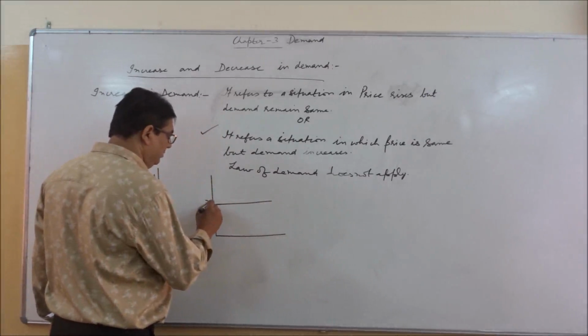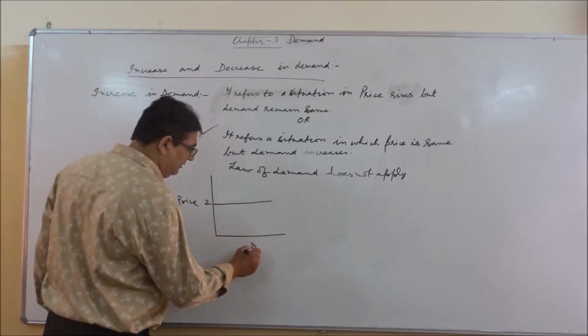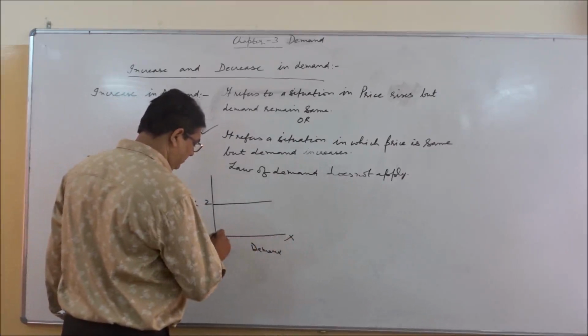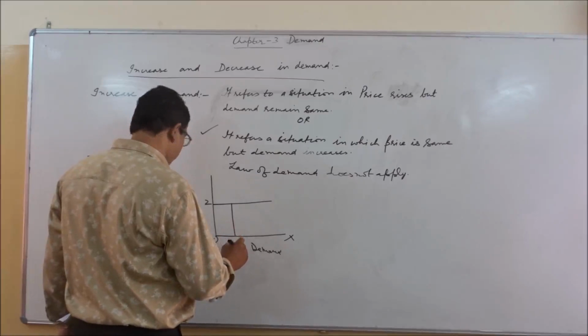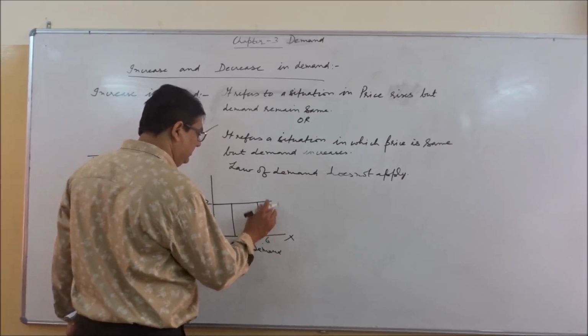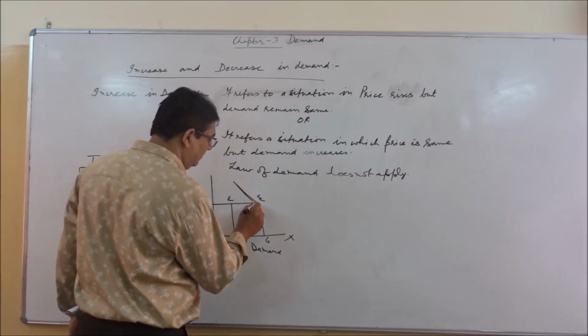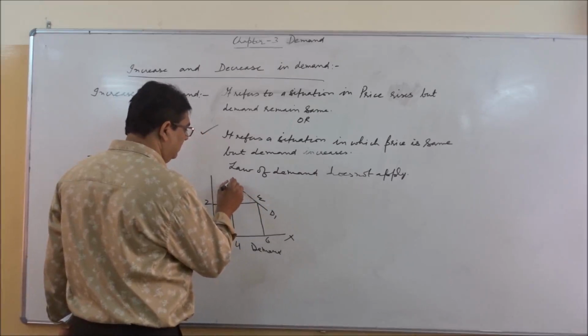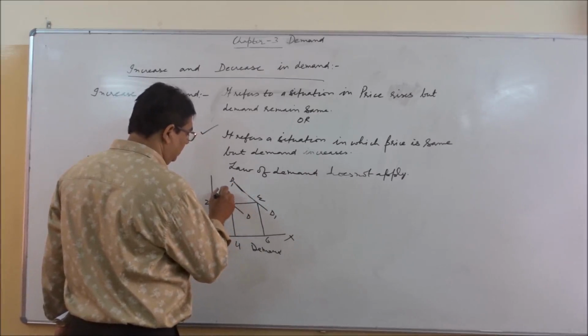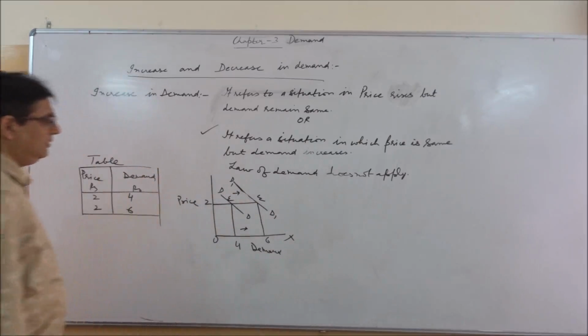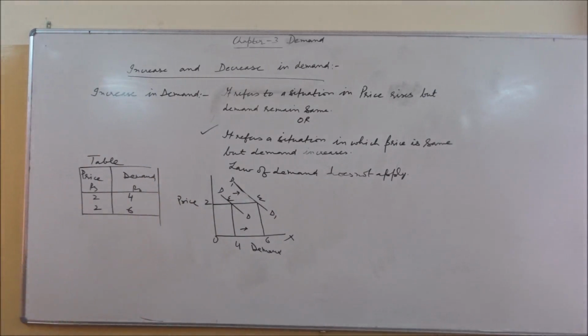See, we can prove it with the help of one diagram. Price is constant here, that is ₹2 price. Demand 4, 6. This is increase in demand. Now in the same pattern, we can follow this. We can take another example also.